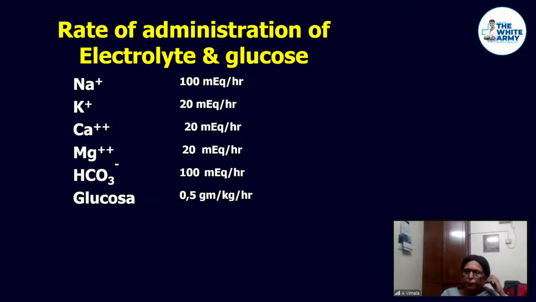Calcium, 20 milliequivalents per hour. Magnesium, again, 20 milliequivalents per hour. Bicarbonate, 100 milliequivalents per hour. And glucose is 0.5 gram per kg per hour. This is the maximum permissible rate.